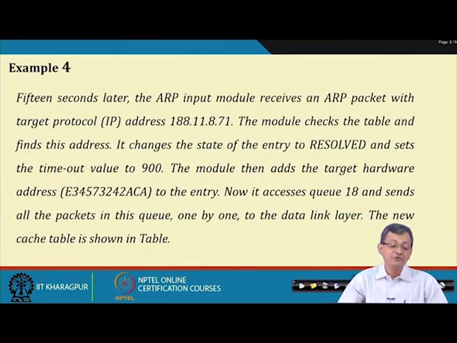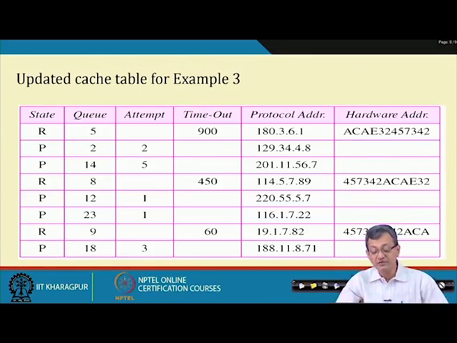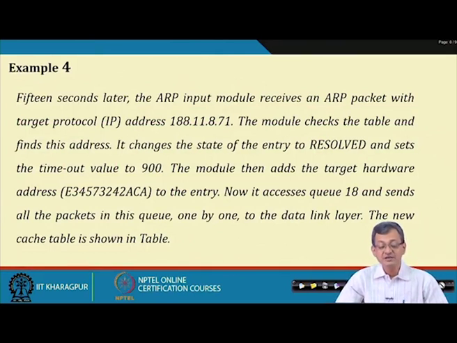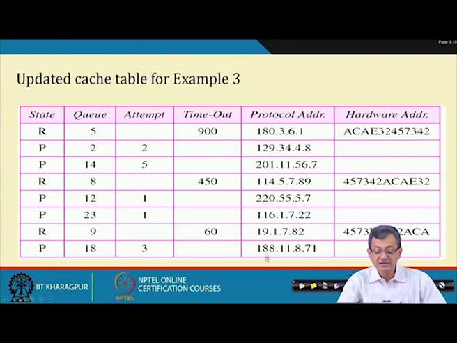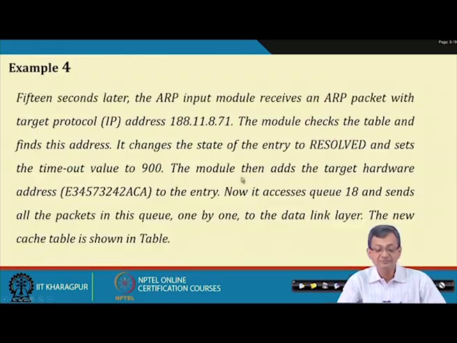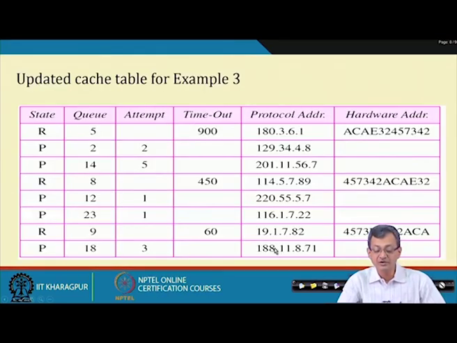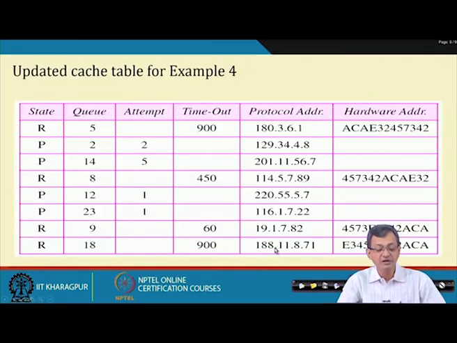Example 4: 15 seconds later, the ARP input module receives an ARP packet with target IP 118.11.8.71. Let us check whether it is there. It is there. The module checks the table and changes the state to resolved, sets the timeout to 900, and adds the MAC address, or the hardware address, to the entry. Now it accesses the queue and sends the packet from the queue. It was in a pending state, and now it receives the reply, so it resolves with the IP address and MAC address like this.